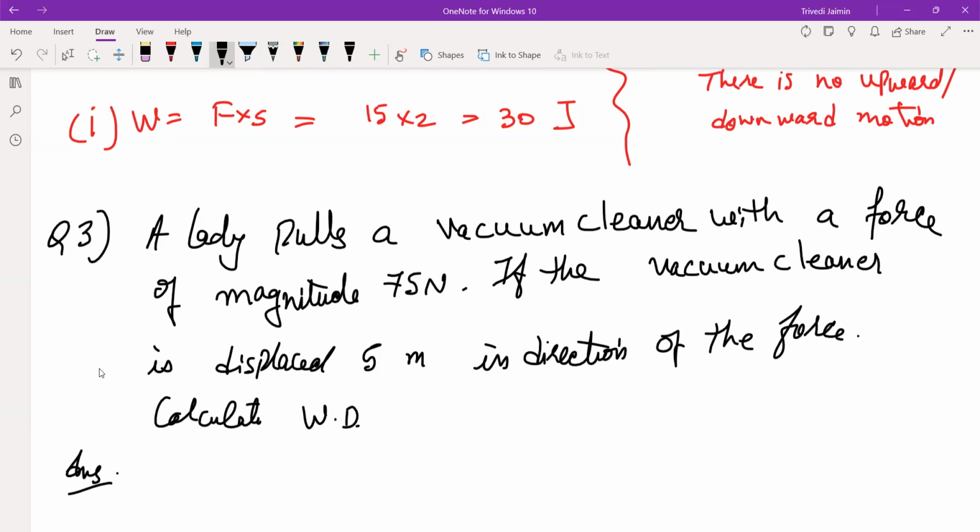Come on, get me the answer. It's 75 times 5. How much is it? I'll just calculate it. 375. Is everyone getting the same? Yes, even I got 375.